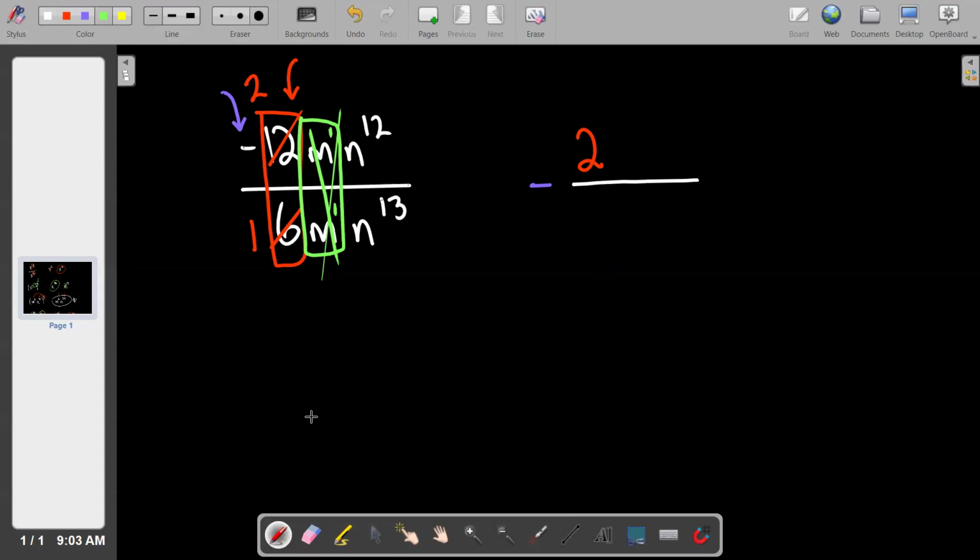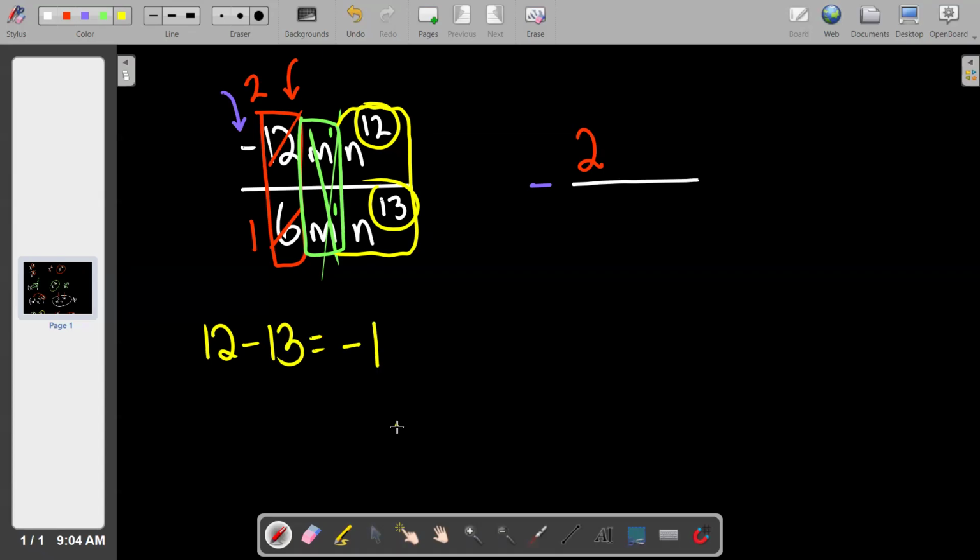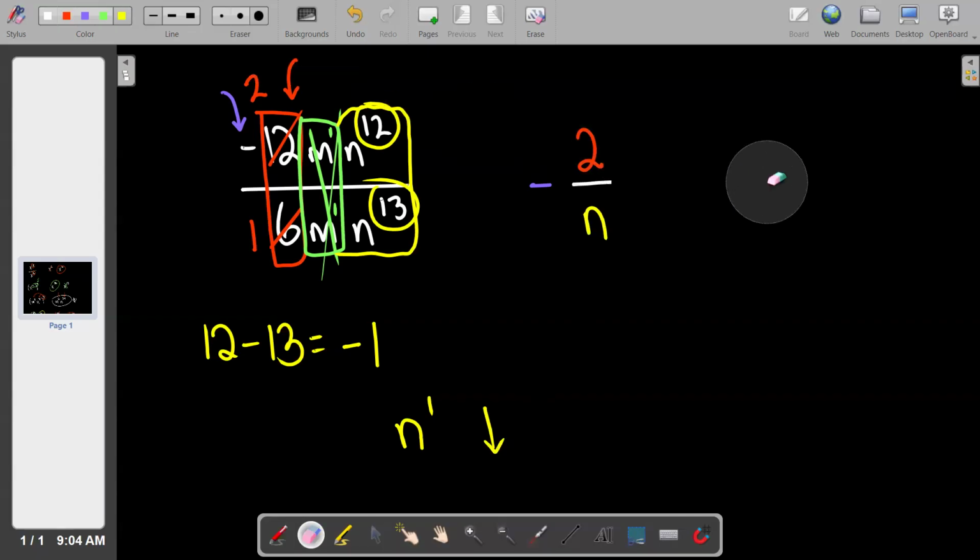Let's find out. Let's do the n's now. The exponents are 12 and 13. And what is 12 minus 13? -1, which means I'm inserting an n to the power of 1 on the bottom. Therefore, the answer is -2 over n. Done. Pieces, numbers, and then variables.